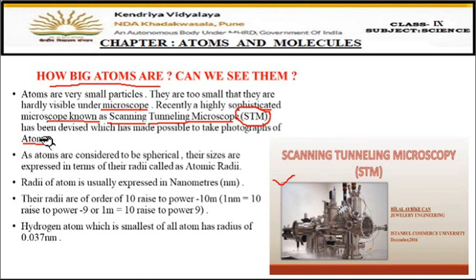atoms are clearly visible. Now, as atoms are considered to be spherical, their sizes are expressed in terms of their radii, called atomic radii or atomic radius. Radii is the plural word, the singular word is radius. Okay, so atoms are generally spherical in shape, but they are very, very small and the radius of their circle is called the atomic radius. Okay, suppose this is the atom.